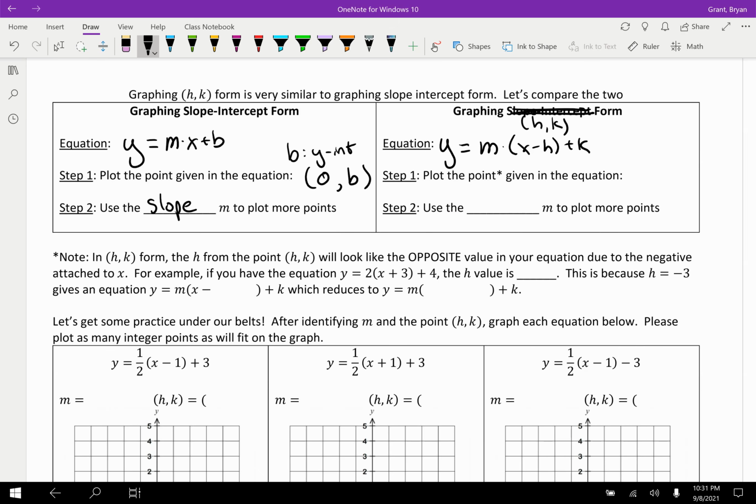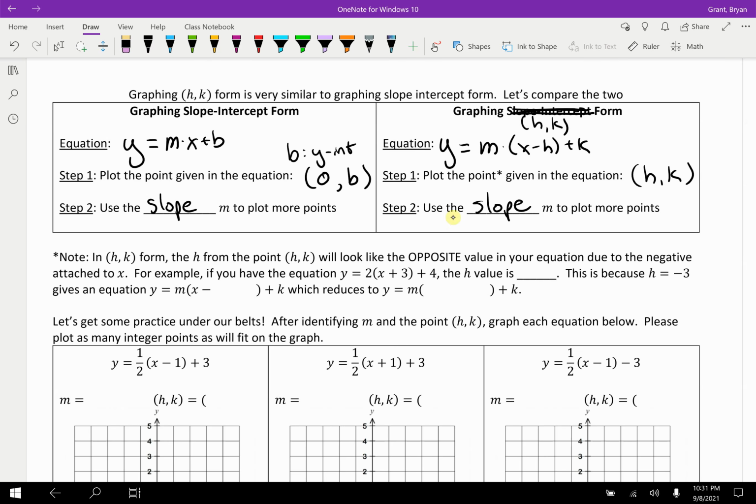We need to plot the point given in the equation, and we said that if you combine h and k, it makes the point. However, we should notice that this negative h was always the opposite. It appeared to be the opposite, and then k matched the sign at the end. So we start at whatever this point is. It might not be the y-intercept this time. Then we use the slope m to plot more points. So it's the same process, just one equation, the slope-intercept, only gives us the y-intercept. The other equation may give us a different point, but we still use that point and then the slope to graph more. Now you'll notice this point has a little asterisk next to it, and let's read that note down below.